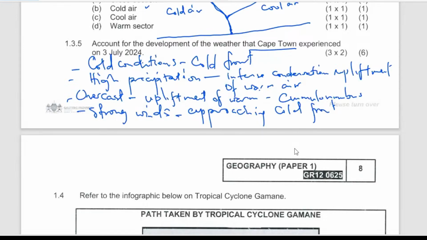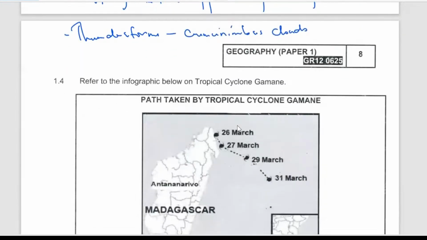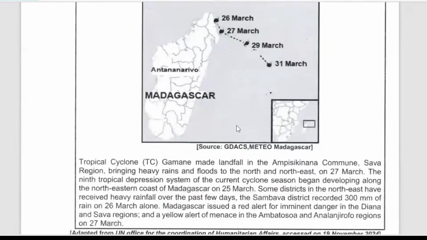Then you can also talk of other weather phenomena like thunderstorms likely to be experienced. Thunderstorms, we know well that they are associated with the cumulonimbus clouds. As those clouds form, they likely facilitate the development of thunderstorms. So those are typical weather conditions that you can talk about, which are likely to be experienced around Cape Town as the mid-latitude cyclone approaches the area. Then we go on to the next question.